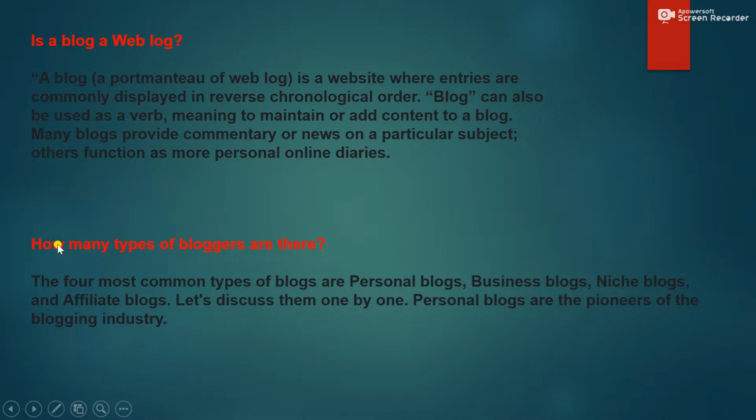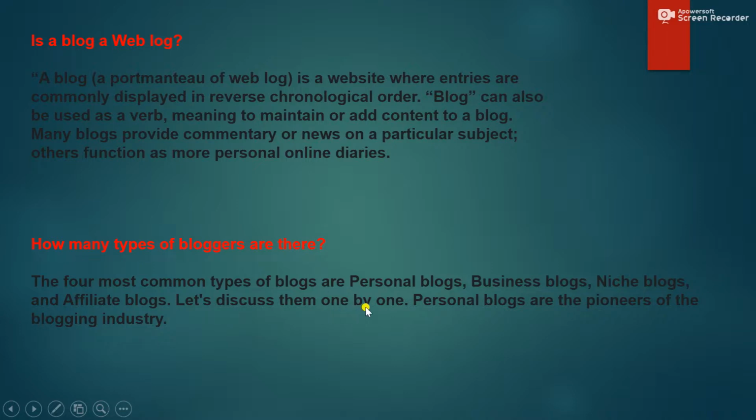Okay, and the next is how many types of blogs there are. I already discussed this, but again I am saying, the types of blogs and the uses of blogs. Mainly there are four common types of blogs. The first one is the personal blog. Next is the business blog or news. And then there are niche blogs and affiliate blogs.